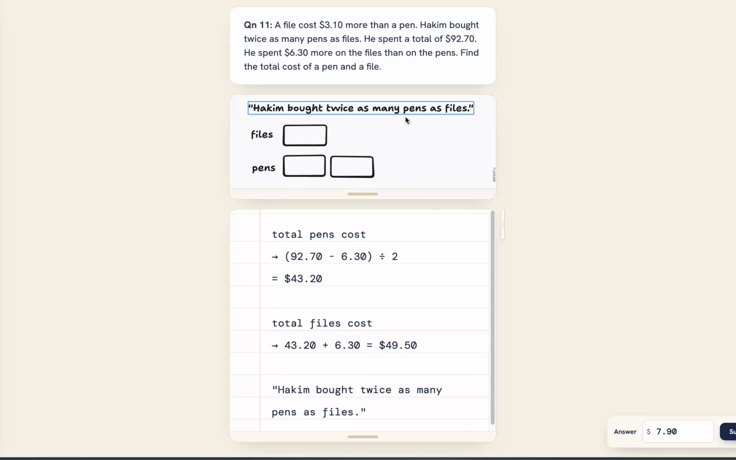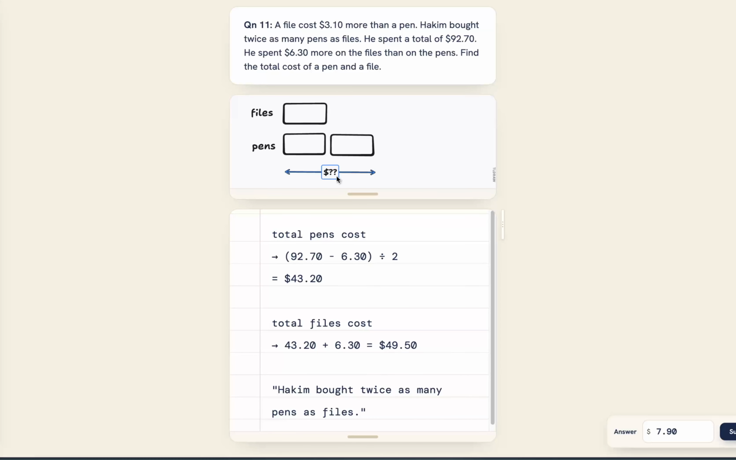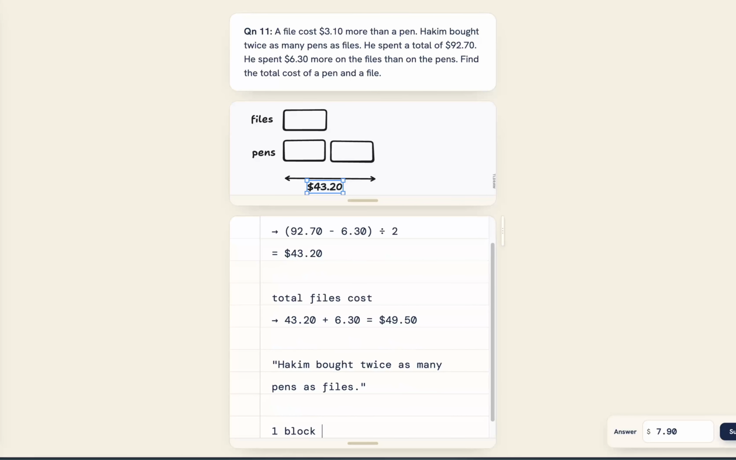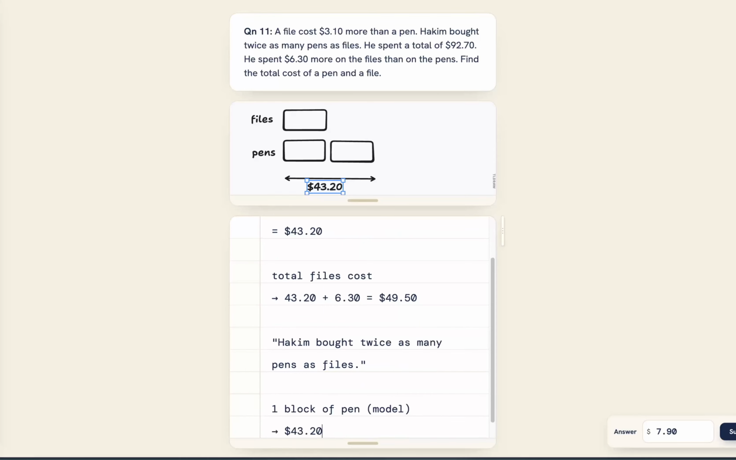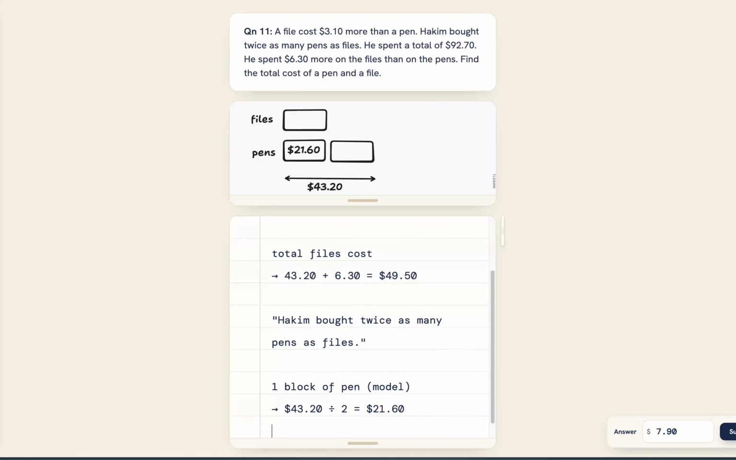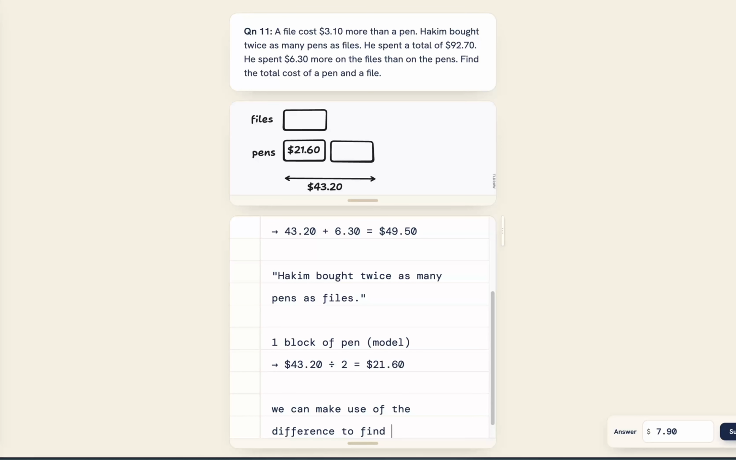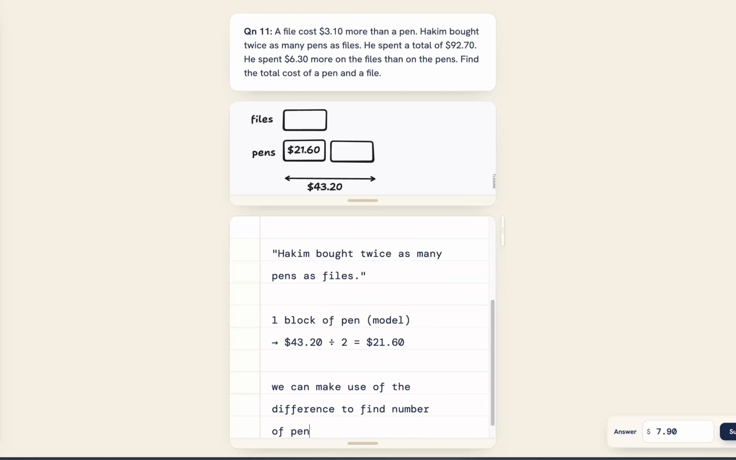So Hakim bought twice as many pens and files. That means for pens over here, we know that this is $43.20. So one block of pen, the model, will then be equal to 43.20 divided by 2, and this will give us $21.60.